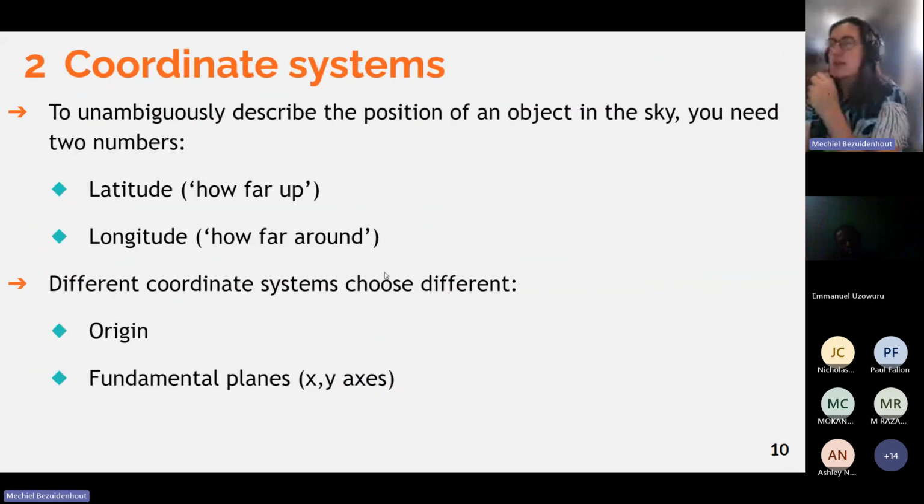Right. So that's systems for how we measure and communicate time. Now let's talk about systems for describing positions on the sky.